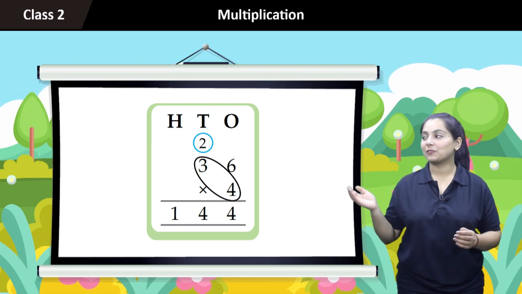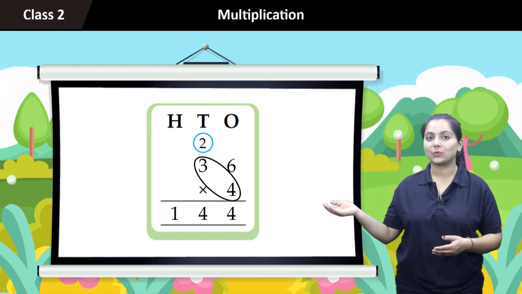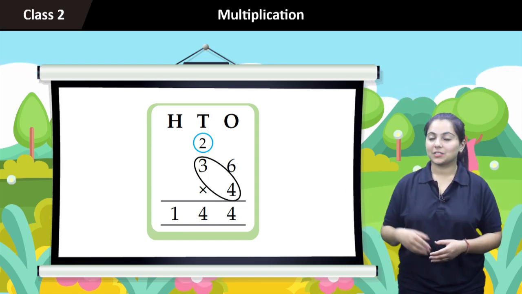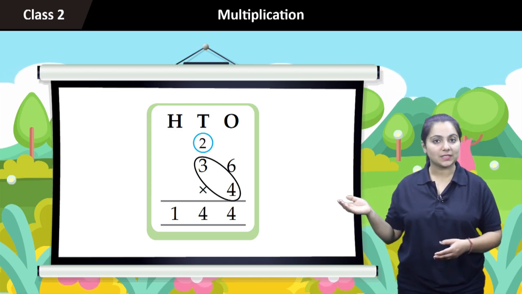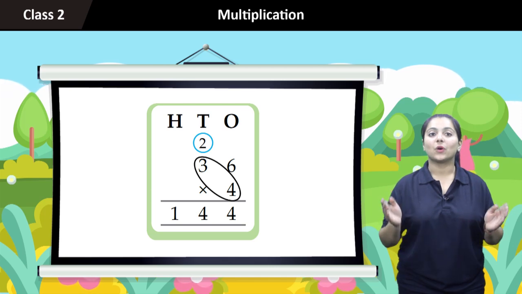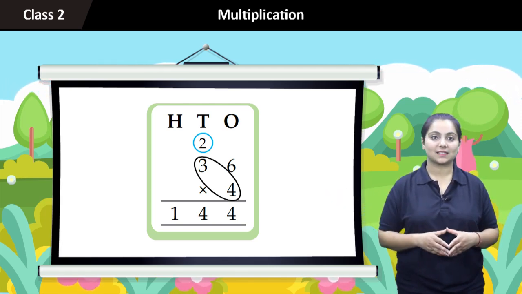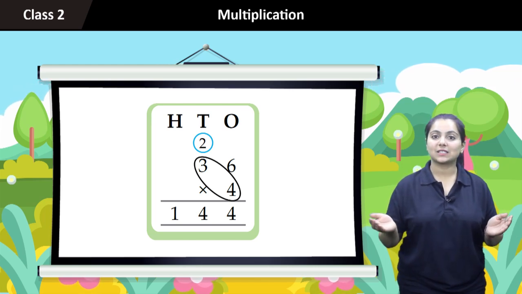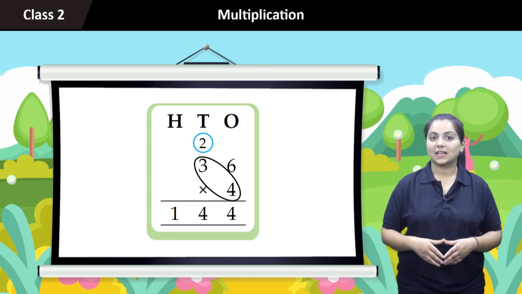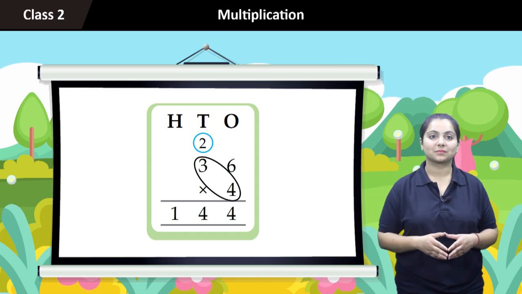Multiply the tens by 4. 3 tens multiplied by 4 is equal to 12 tens. Add the carried over tens. 12 tens plus 2 tens that is carried over is equal to 14 tens. 14 tens is equal to 100 plus 4 tens. Write 4 in the tens column and 1 in the hundreds column. Thus, 36 multiplied by 4 is equal to 144.